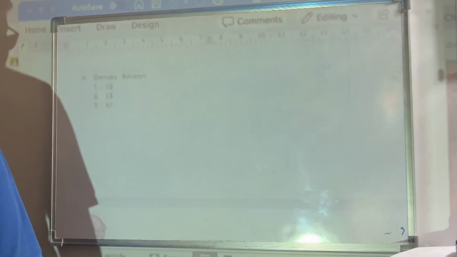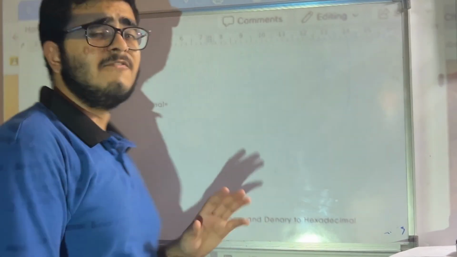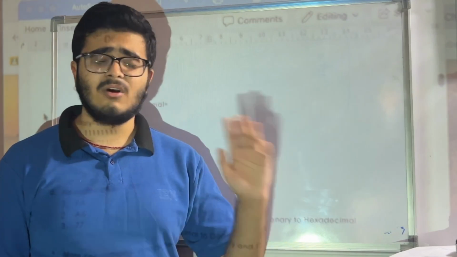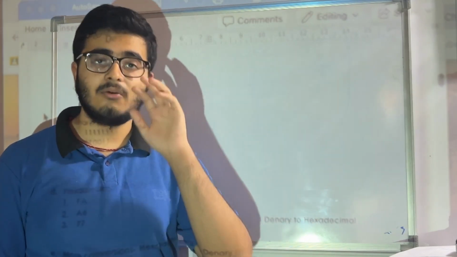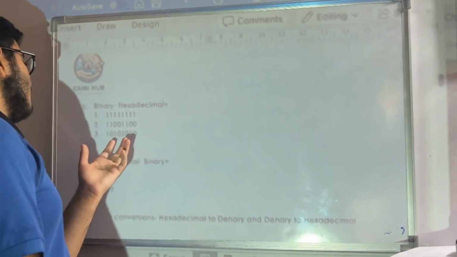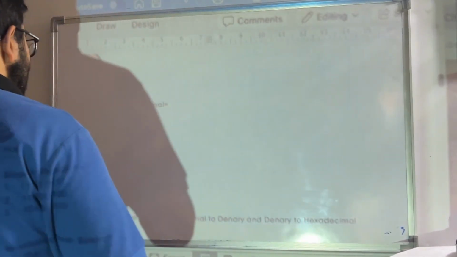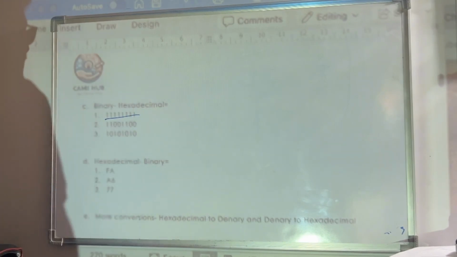Coming on to the next kind of questions we have is binary to hexadecimal. Now your book has a very complicated table. You need to ignore that. That is not going to help you. So I'm going to tell you a very easy method through which you can convert binary to hexadecimal easily. Okay, so our first example is 11111111.